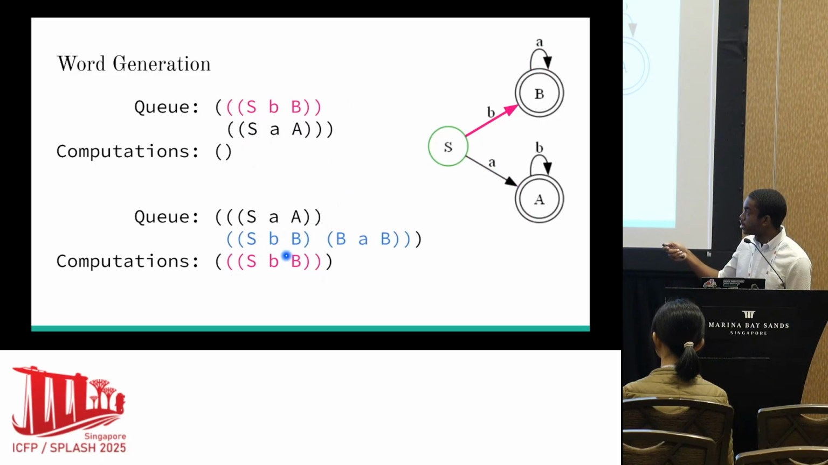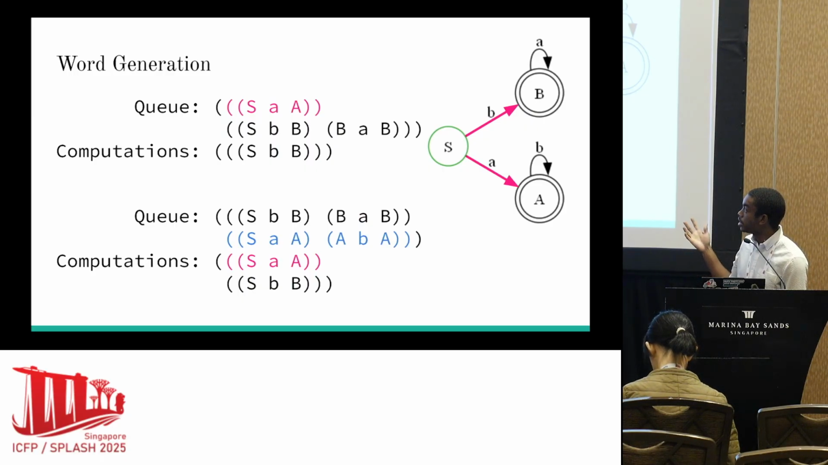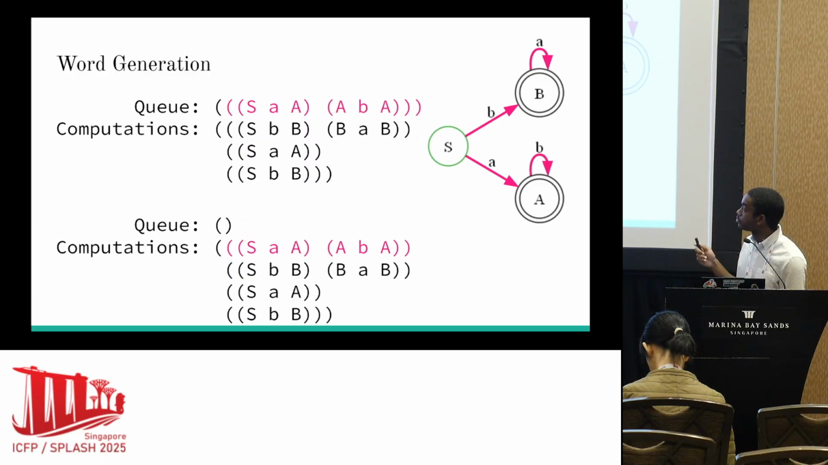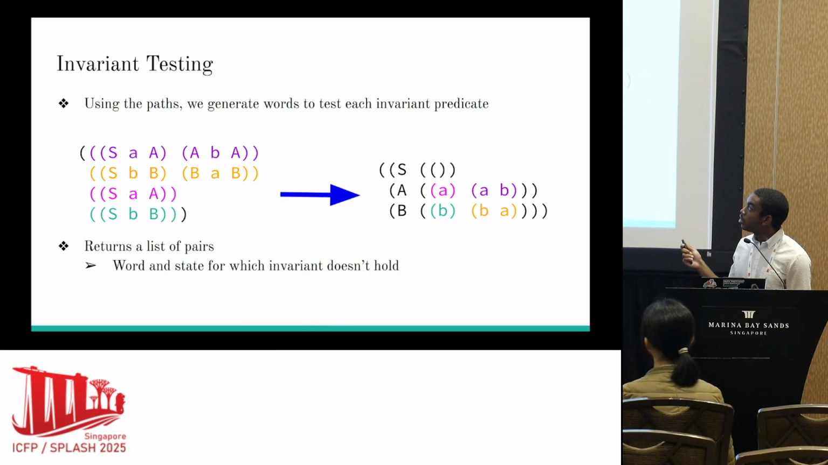this rule SBB with another applicable rule, BAB. We can then do the same for SAA, add it to the computations found, and then extend it with ABA. And then in a similar manner, we can do the same process for the remaining 2 rules. And now that our queue is empty, which we see here, and we have all of our computations, we can then move on to phase 3, where we go to the invariant testing.